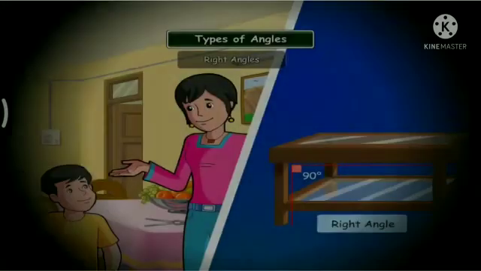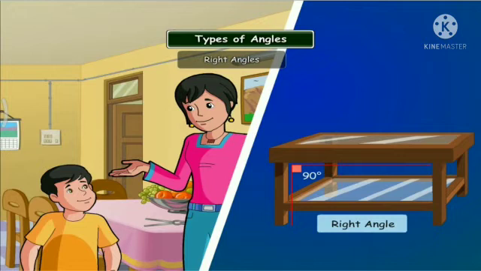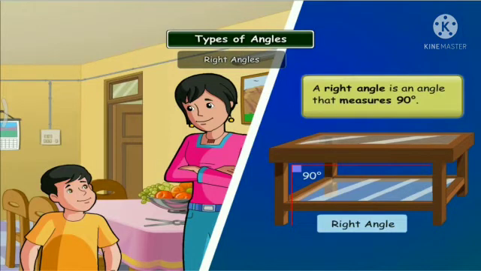Now let's see. The first type we will see is the right angle. You can see the figure of a table given as an example. The leg of the table and the top of the table form a right angle. A right angle means an angle that forms 90 degrees. Clear? That is known as your right angle.